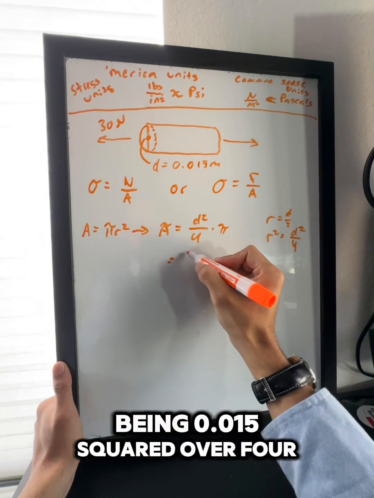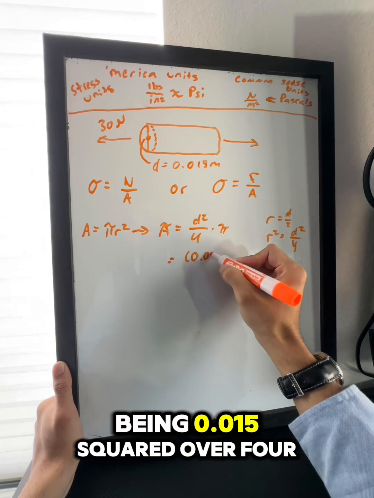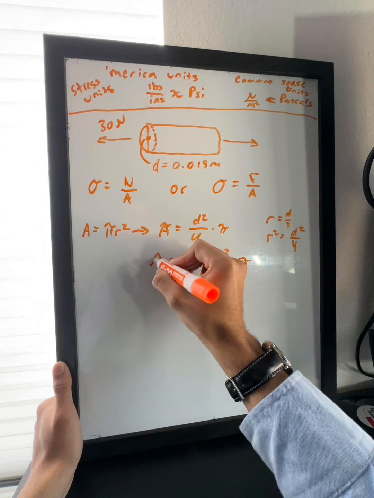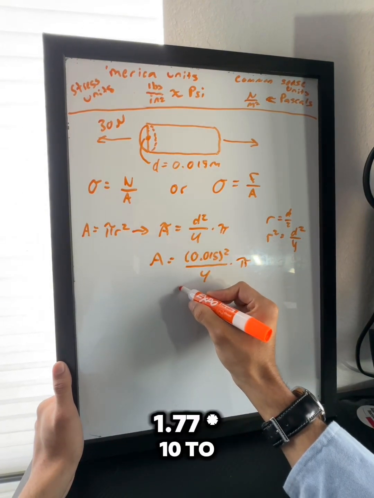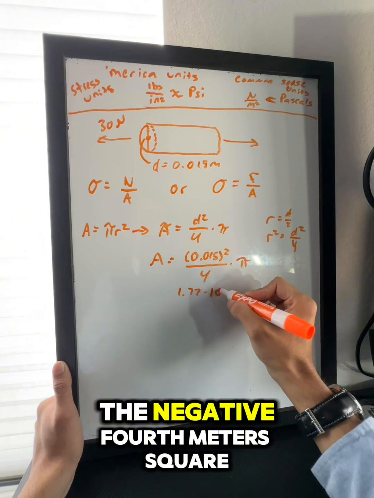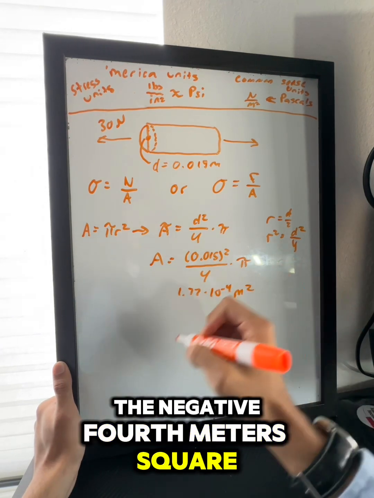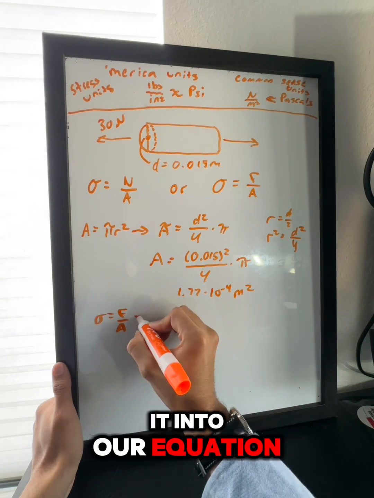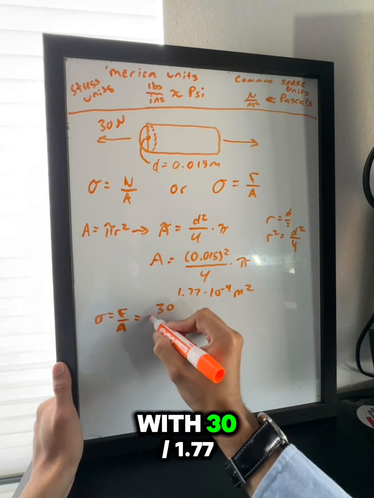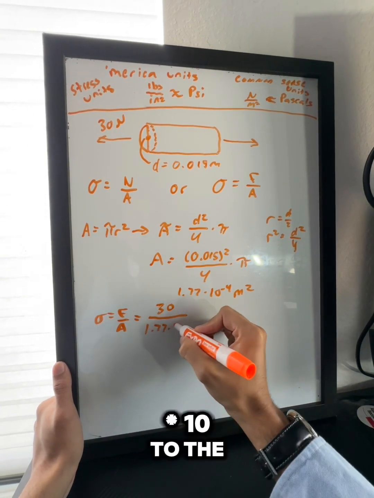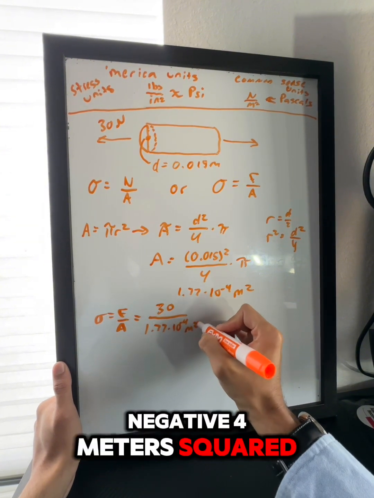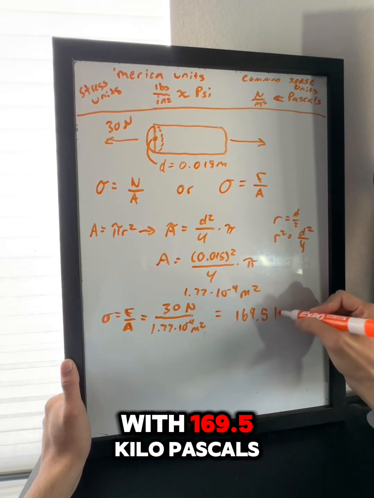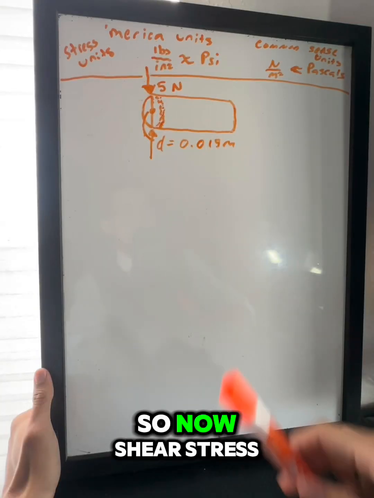And that ends up being 0.015 squared over 4 times pi. And that is simply 1.77 times 10 to the negative 4th meters squared. Now our force is 30 newtons, so all we have to do is plug it into our equation, and we end up with 30 divided by 1.77 times 10 to the negative 4 meters squared, and we end up with 169.5 kilopascals.